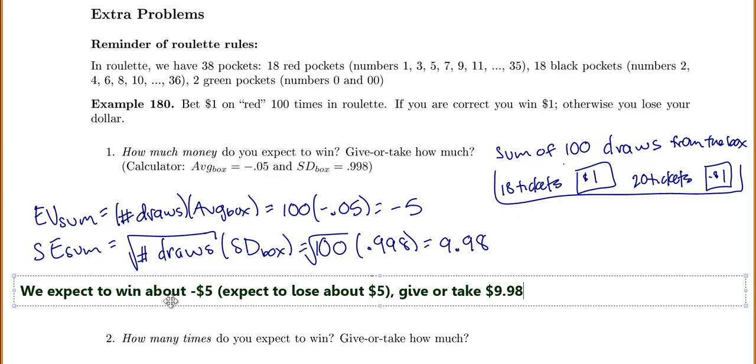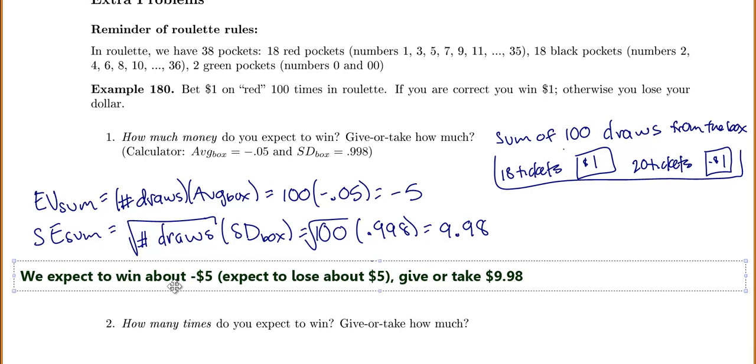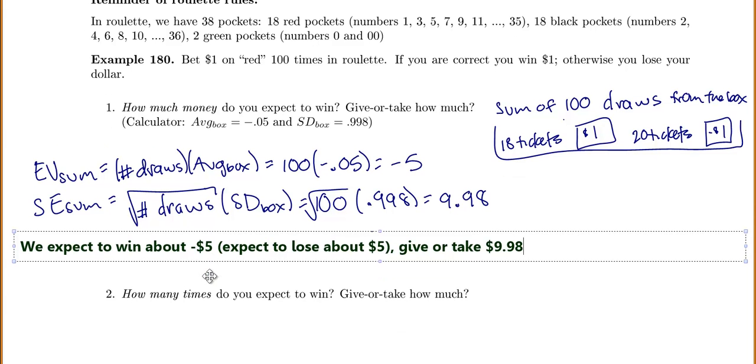Do you notice how you're expecting to win a negative amount? That's how the casinos get their money. It may not be a lot of money that they're actually winning per person, but if you play lots of times, eventually the casino is winning more and more money. Now, when you play 100 times, you're expecting to lose about $5, give or take $9.98. So it is possible that you might win $5, and you might even get even more, because this is probability and unlikely things happen. But overall, you can expect to actually lose money if you play 100 times.